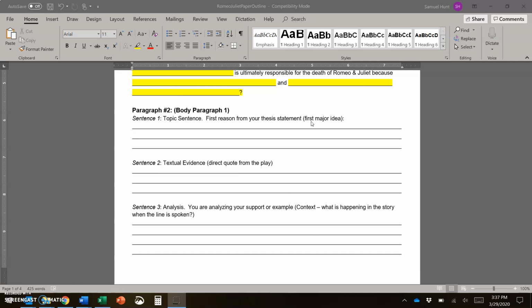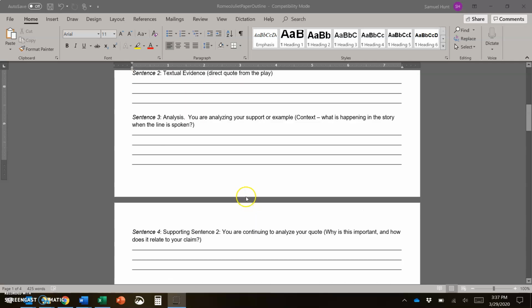What's the reason for it? Give us the textual evidence. Make sure it has a lead-in and a citation, right? What's the quote you are using? Your third sentence is the analysis. This is where you start to talk about it. Give it some context. What's happening in the play when this line is spoken? What's going on when they say this line?